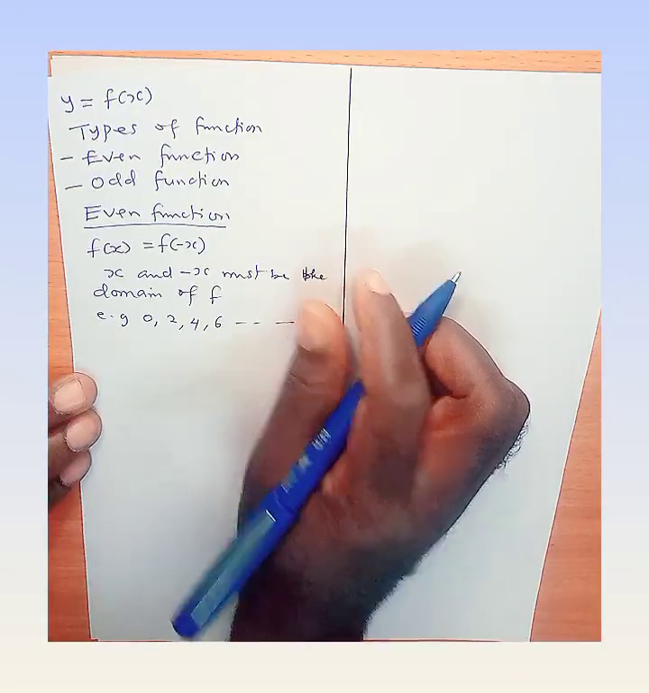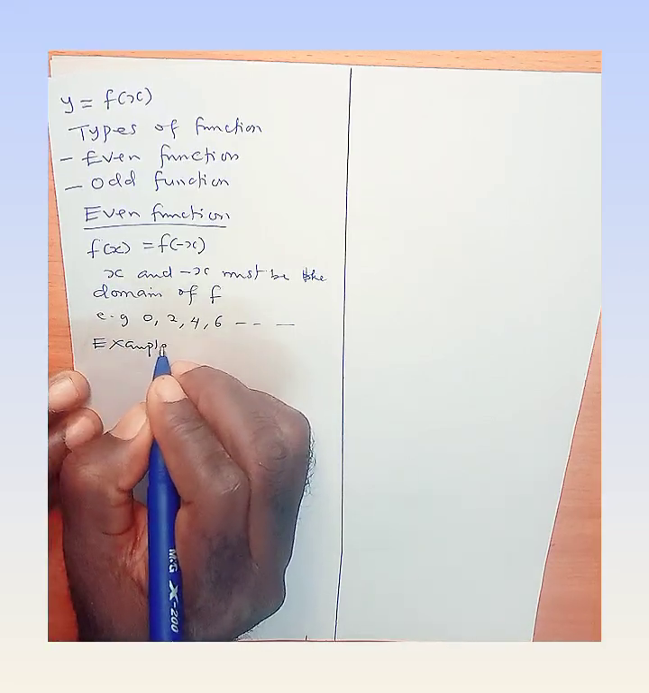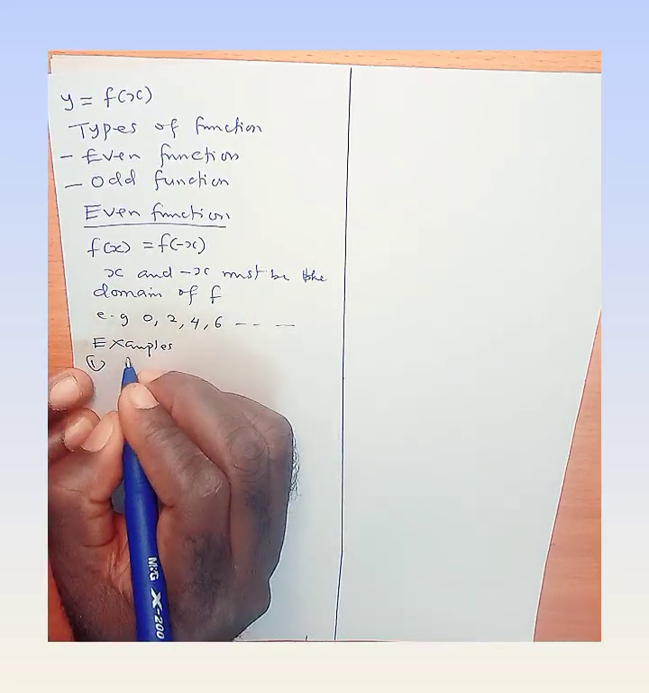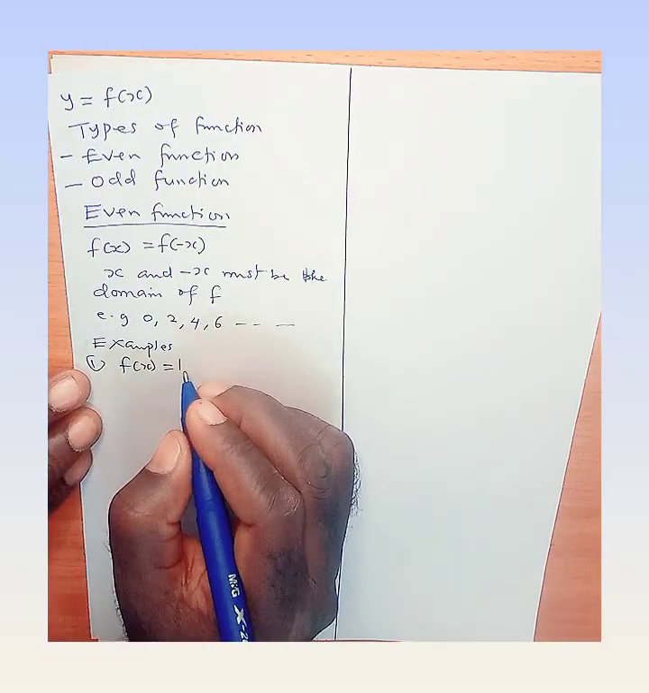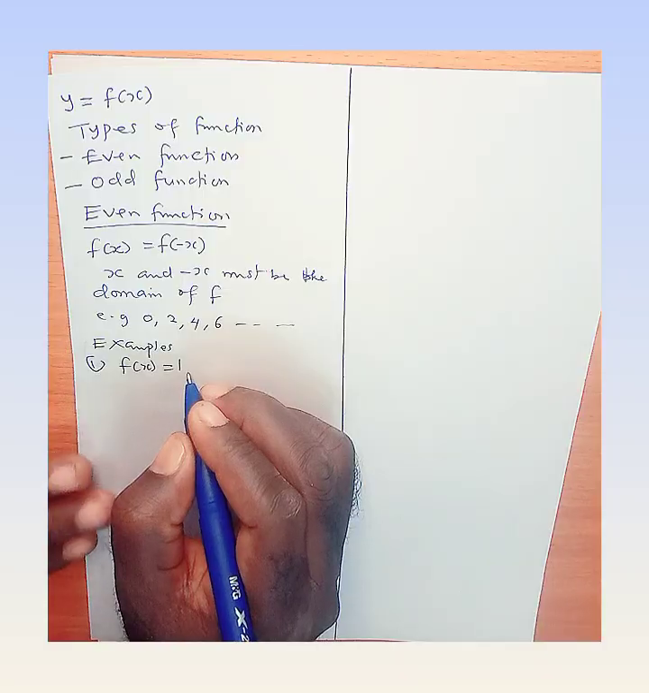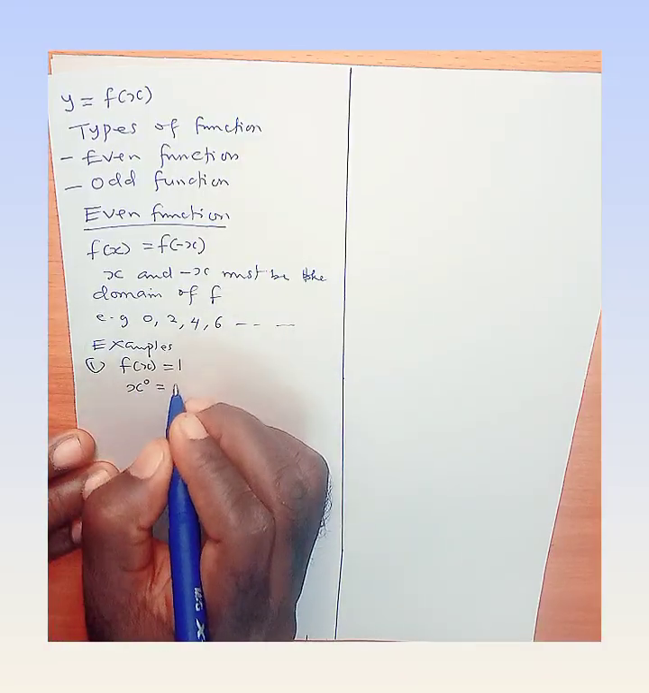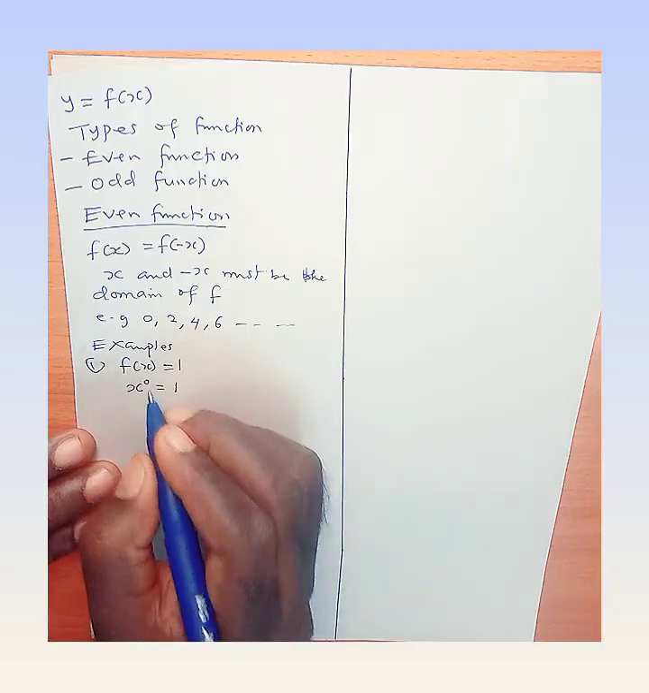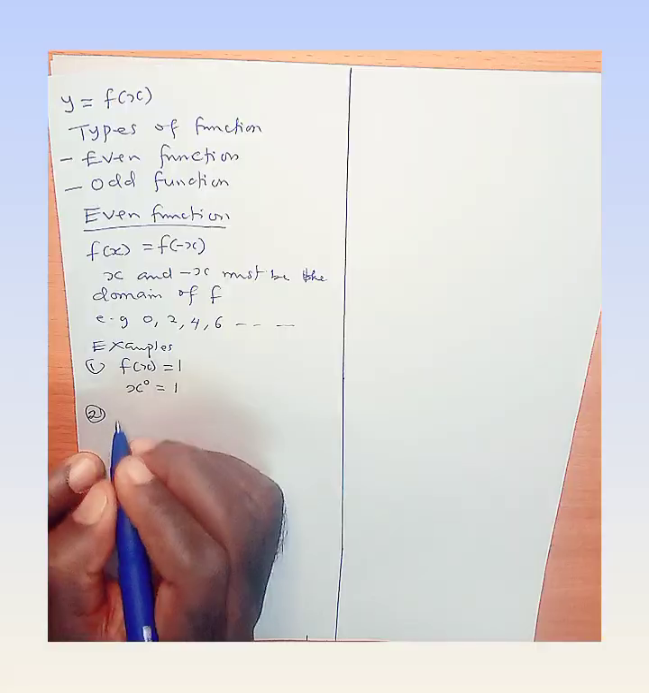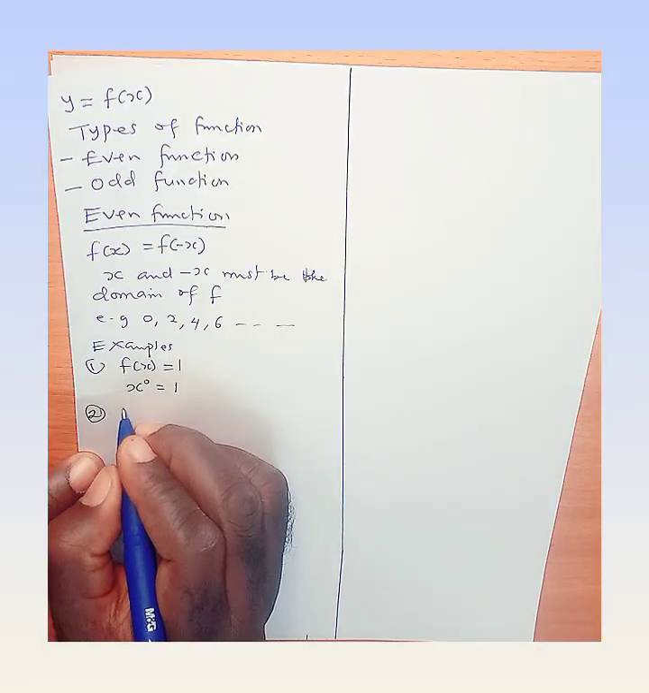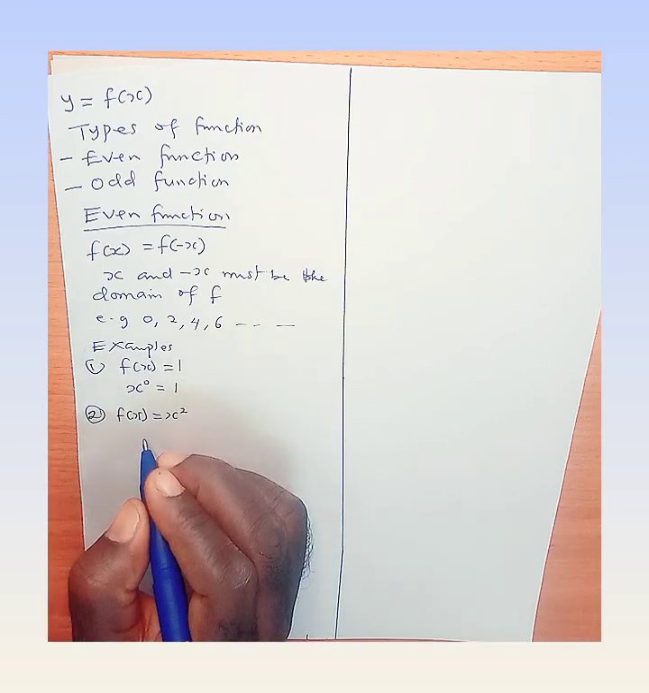A typical example here, let's look at some examples. Number one, if you have f of x is equal to 1, this function is regarded as even function. You may ask, how and why? Because if you have x raised to power 0 is equal to 1, and we regarded power 0 as an even function. Then secondly, if you have a function f of x which is equal to x squared, it is regarded as an even function.